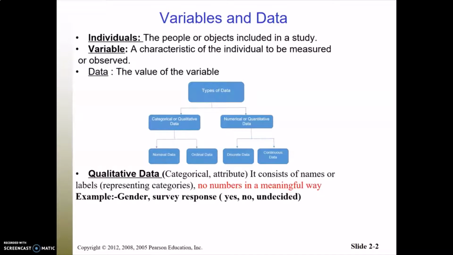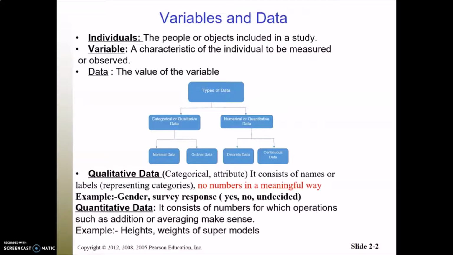One is the qualitative data. Look at the name, qualitative data. It's a quality. It consists of names or categories that represent labels, but it doesn't consist of numbers in a meaningful way. Examples are gender, male, female, and survey responses. Let's say somebody asks you, are you happy with the current bill which is produced in the assembly? So you may say yes, or some may say no, or you may say undecided. These are qualitative in nature. They are not numbers at all.